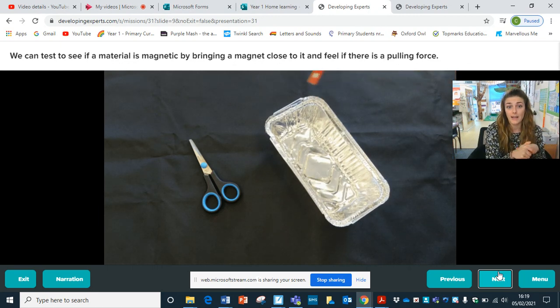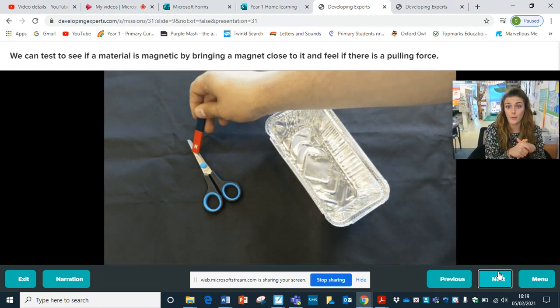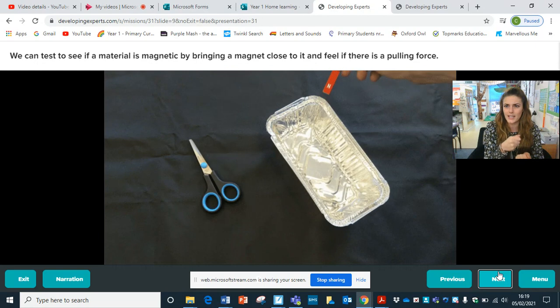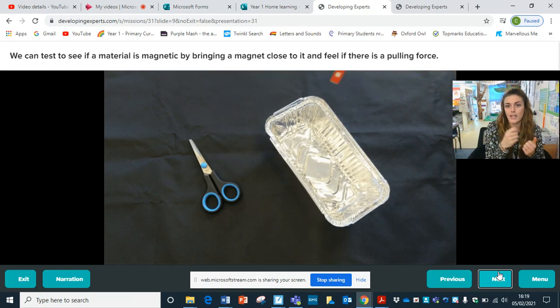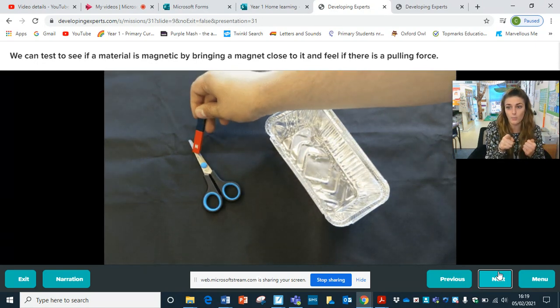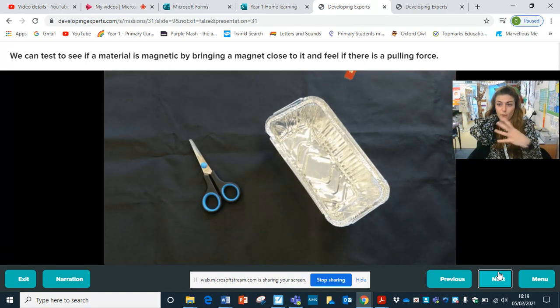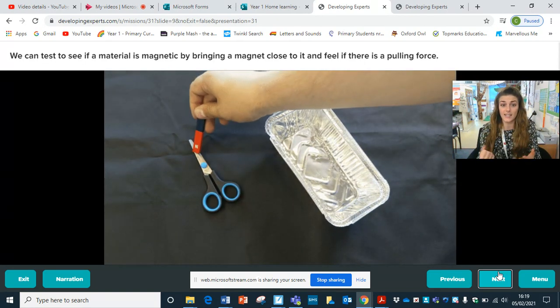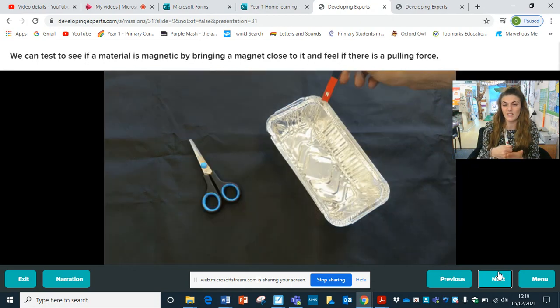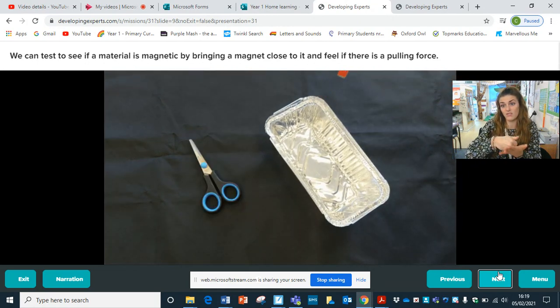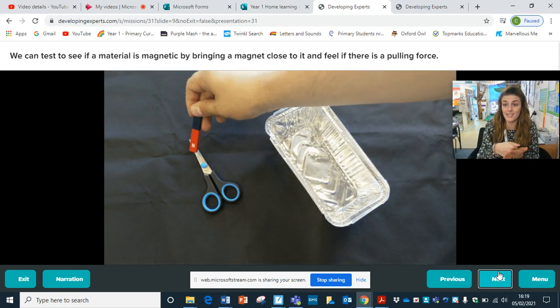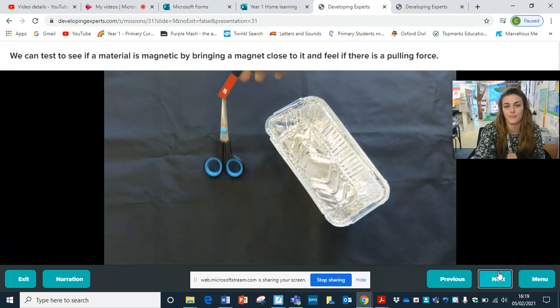We can test if a material is magnetic by bringing a magnet close to it and feeling and seeing if there's a pull. As you can see, somebody here is testing these two objects, and he's tried it on what looks like a foil tin tray and then the scissors. You can see on the foil tray, it didn't really move. He was just touching it and it wasn't sticking to it. However, when he tried it on the scissors, it was sticking.